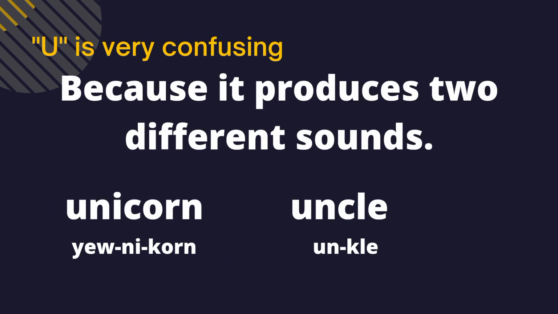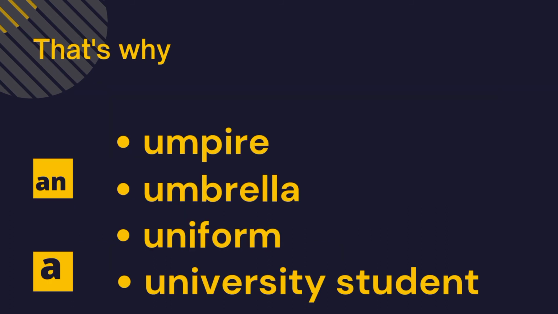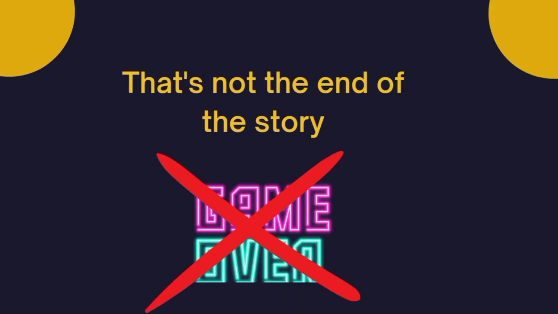But U is very confusing because it produces two different sounds. Y sound in unicorn and A sound in uncle. That's why we say an umpire, an umbrella, but a uniform and a university student. But that's not the end of the story.